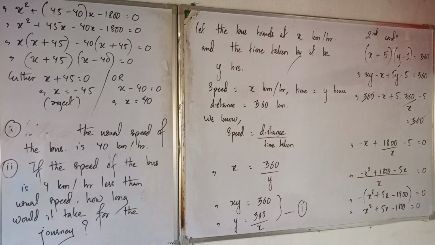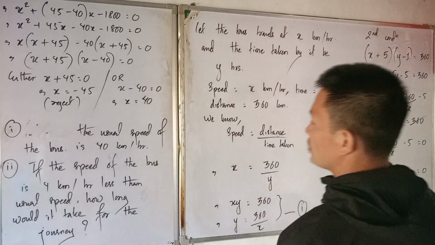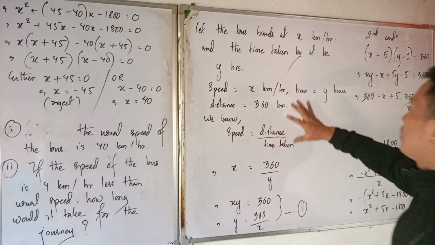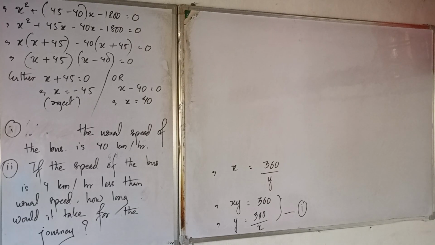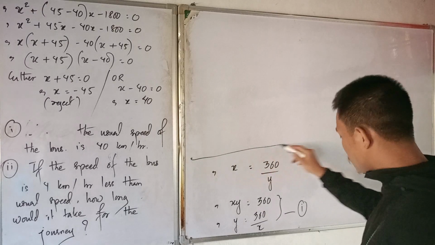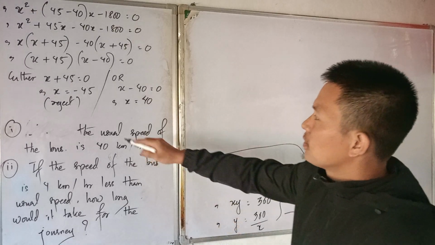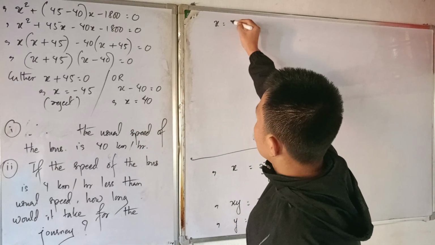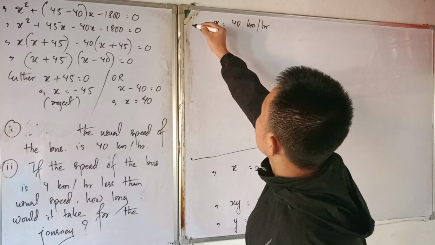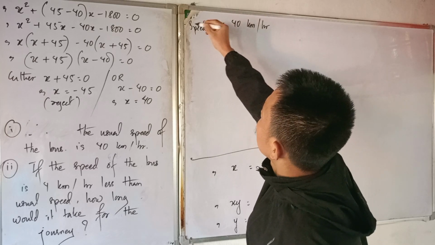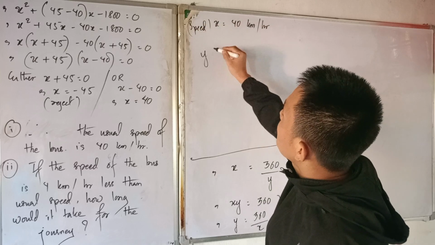Obviously it will take more time if the speed is less. So let's move into part two. I'm going to rub this part on the right hand side. Now we got the value of x equals 40, that is 40 kilometer per hour, which denotes the speed. This is the speed. Now y denotes the time.